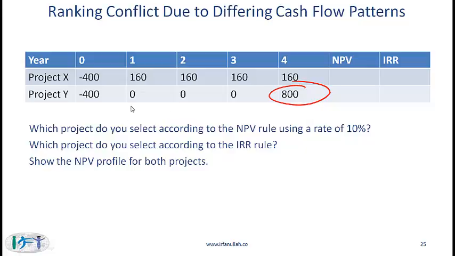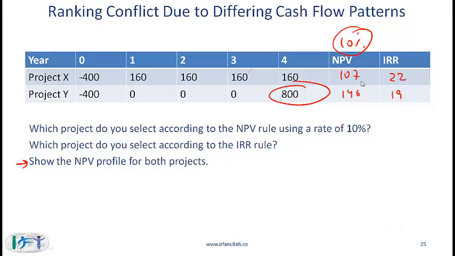What I want you to do is come up with the NPV and IRR for project X, and then the NPV and IRR for project Y. For NPV, assume a discount rate of 10%, and then you need to decide which project to select based on each rule. And just to take this to completion, also show the NPV profile for both projects.